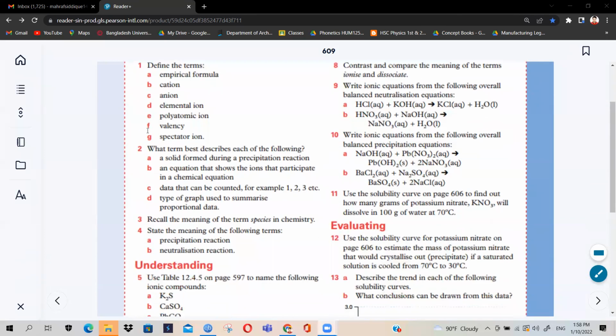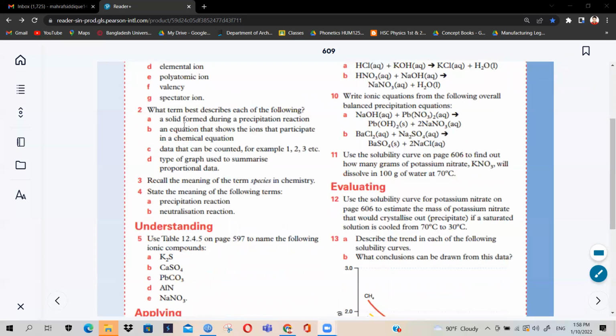All right. What term best describes each of the following: a solid formed during a precipitation reaction? I just hate these questions, whenever I see them in every chapter. Why can't I just say a solid formed during a precipitation reaction? It's a precipitate, I guess, right? Maybe that should be the term. An equation that shows the ions that participate in a chemical reaction. Okay, that will be an ionic equation.